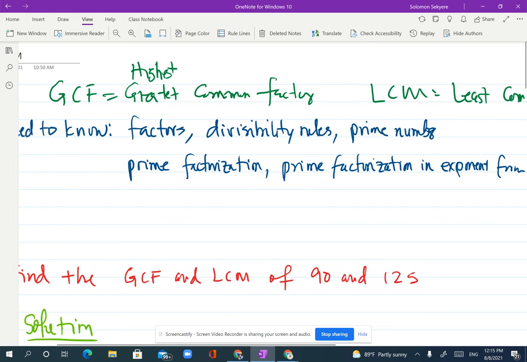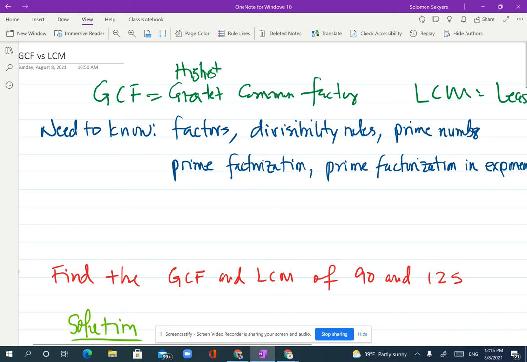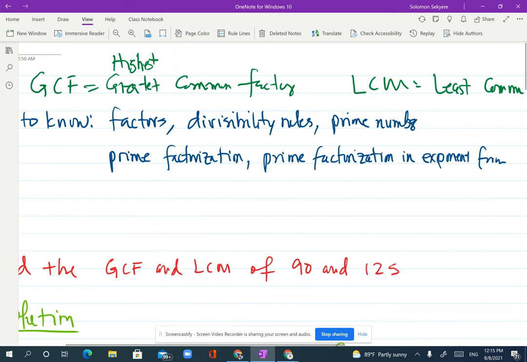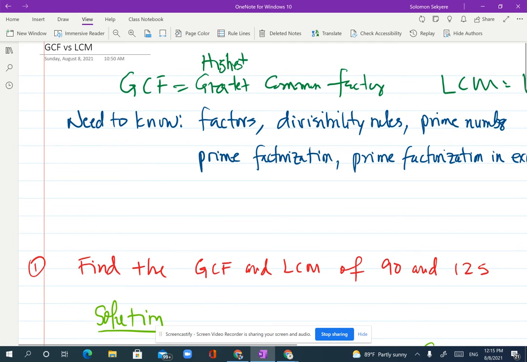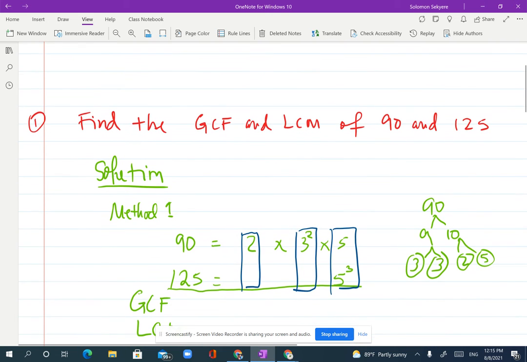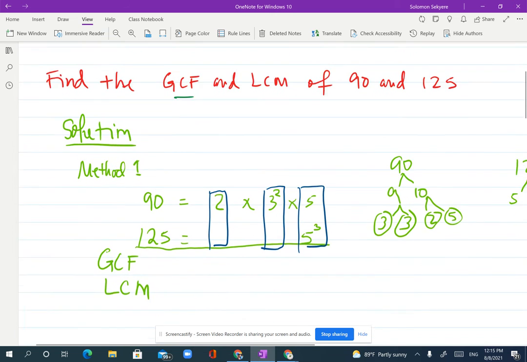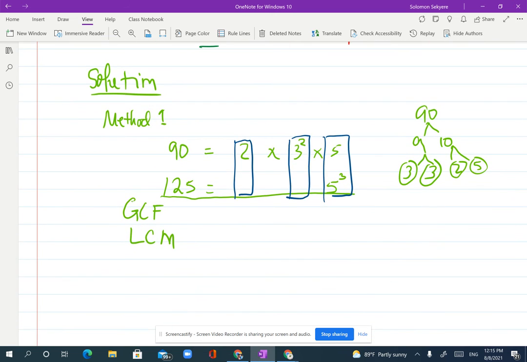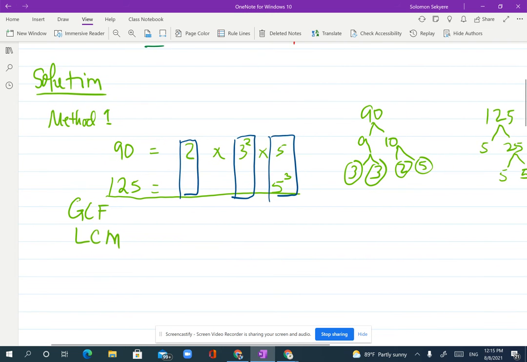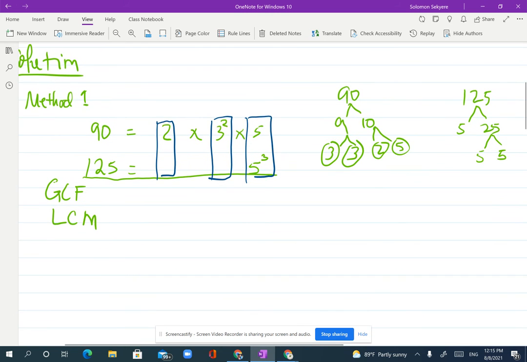Okay, so quick, what do you need to know? You need to know factors, divisibility rules, prime numbers, prime factorization, and prime factorization in exponent form. First question: find the GCF and LCM of 90 and 125. So two methods. The first method I'm going to use is what I call the tree form.